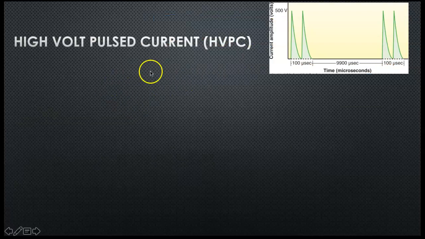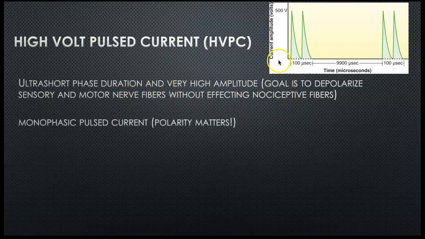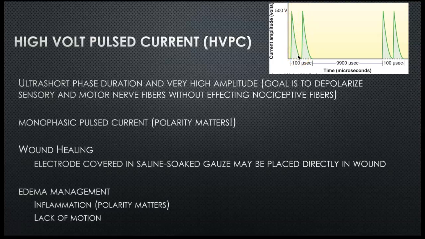All right, high volt pulsed current. This is what it looks like. It goes up to high voltage. It's delivered in 2 little pulses there, the example, and then there's a big break. Right, the definition of pulsed current. So it's ultra short phase duration, super short, very high amplitude. The goal is to depolarize sensory and motor nerve fibers and not really stimulate any nociceptive fibers. It's monophasic, and remember the positive or the negative matters depending on what the purpose of what you're doing is. And it's most often used in wound healing and for edema.